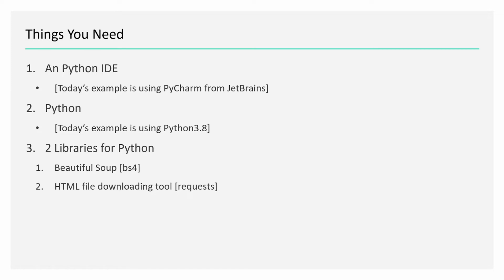What you need today is definitely an IDE for Python. We'll be using Python for an example; at the point of recording this video, we are using Python 3.8. We will also need two libraries for Python, dependencies you would call them, which are Beautiful Soup and also an HTML file downloading tool. In this case, we'll be using the dependencies called requests and bs4.